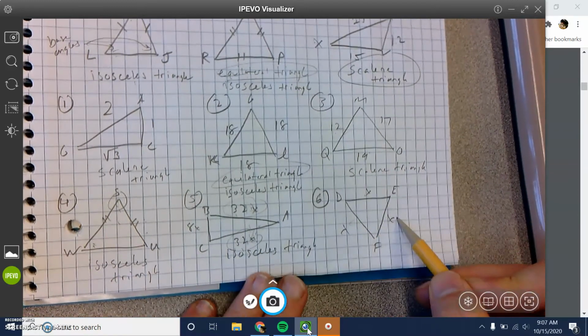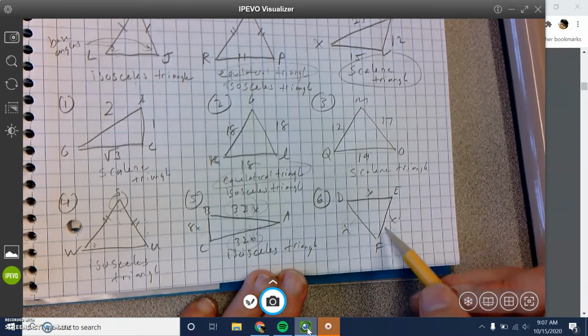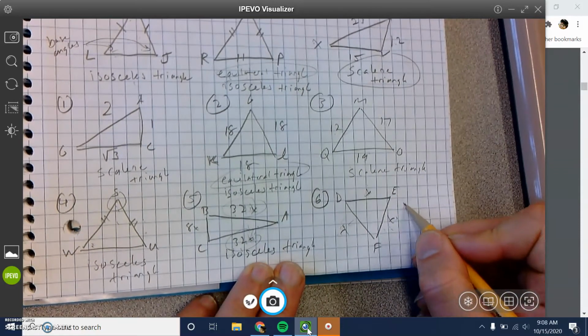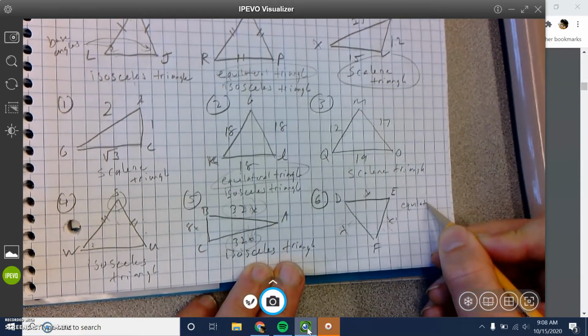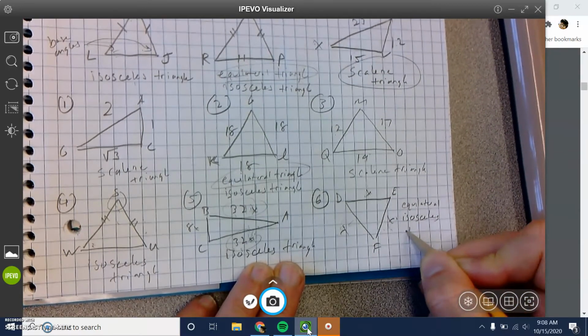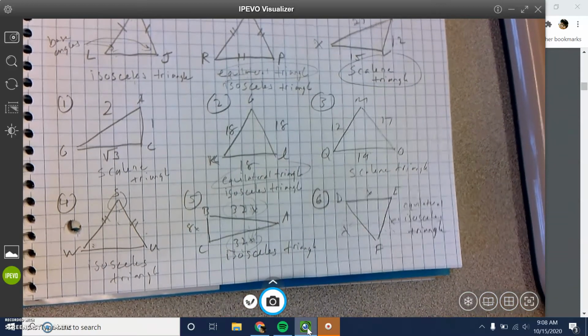What's 6? X, X, X. So that's going to be the same value. What? 2, 2, 2, 3, 3, 3, a half, half, half, 1.7, 1.7, 1.7, whatever it is. So this is going to be an equilateral and an isosceles triangle. Cool. That's how we classify.